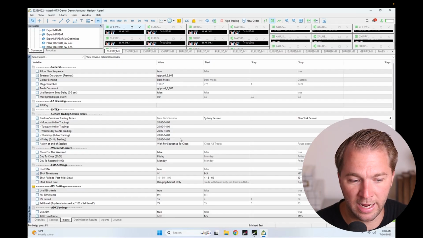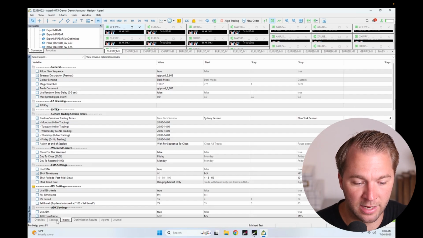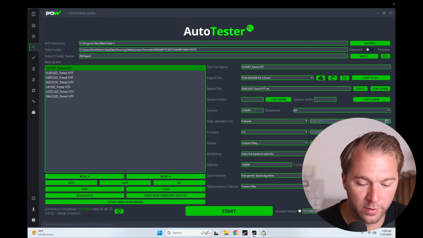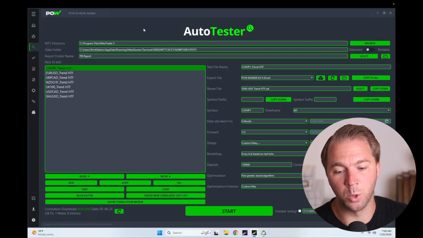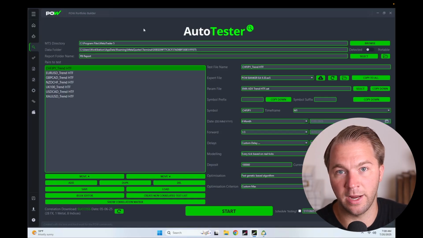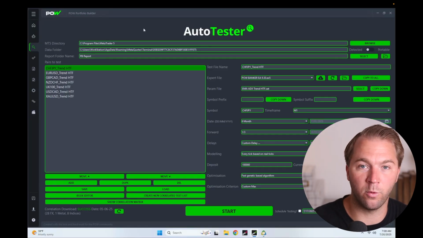This is really fundamentally how we build out the set files and the optimization files. And then we go into our tool here, which is called AutoTester, which allows us to take that strategy that we've just created that says, hey, we want to trade with the EMA, we want to trade with ADX, whatever inputs we want to use, however we want to manage the sequence.